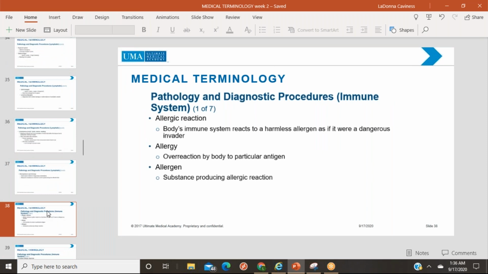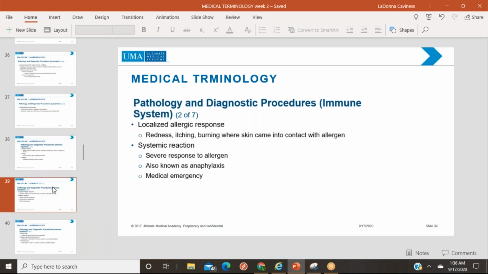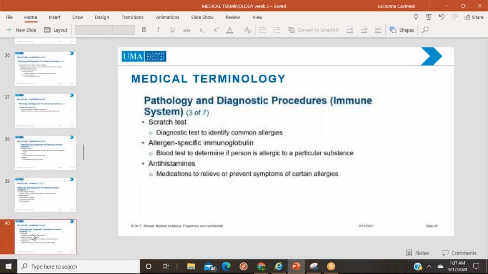Allergic reaction, body's immune system reacts to harmless allergens as if it were a dangerous invader. Allergy, overreaction by the body to a particular antigen. Allergen, substance producing allergic reaction. Localized allergic response. Redness, itchy, burning, where skin came into contact with an allergen. Systemic reaction, severe response to allergen, also known as anaphylaxis. And this is a medical emergency.